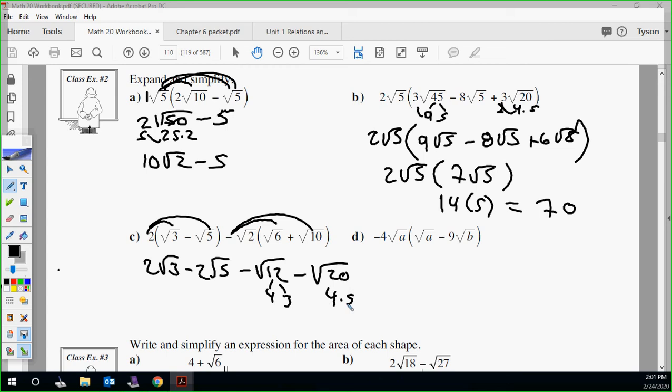And so we get 2 root 3 minus 2 root 5 minus 2 root 3 minus 2 root 5. A little bit interesting here because the 2 root 3's go what? Away. And then negative 2 root 5 and negative 2 root 5 is negative 4 root 5 is all that's left.